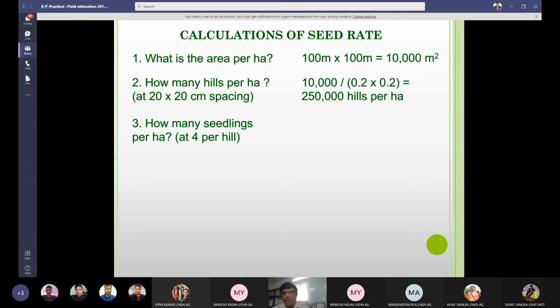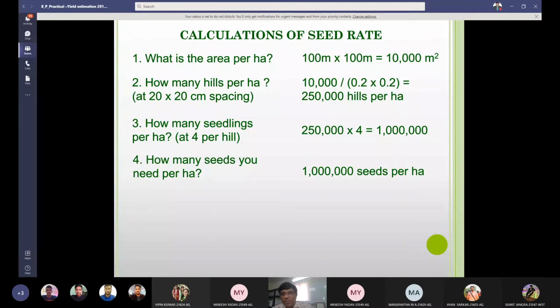Suppose, this is a very hypothetical example. You are taking 4 seedlings per hill. Normally, 1 to 2 seedlings are planted, but here we have taken 4 seedlings per hill. In one place, you will transplant 4 seedlings. So 250,000 will be multiplied by 4, and that many seedlings will be required.